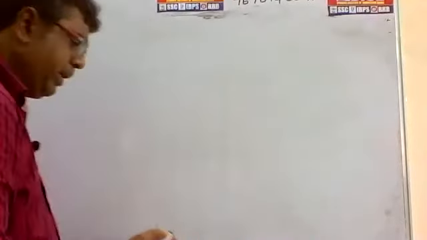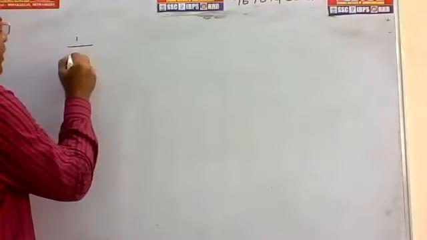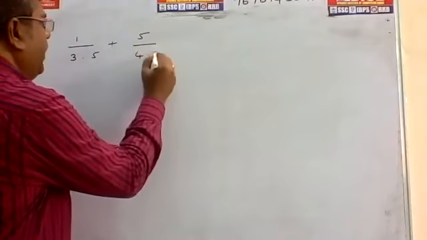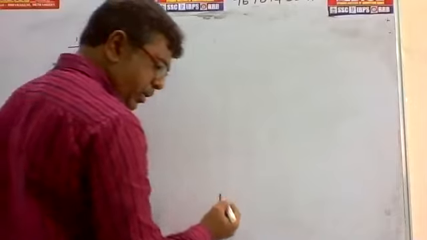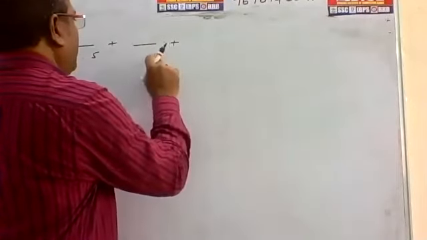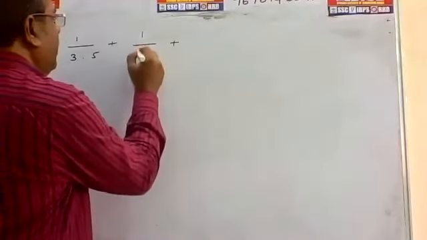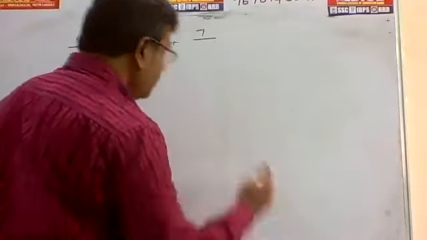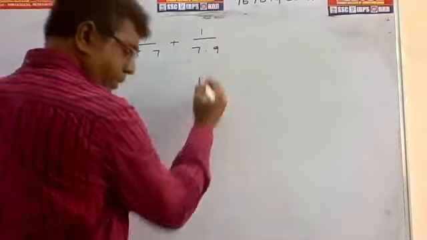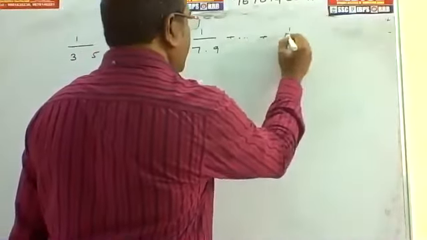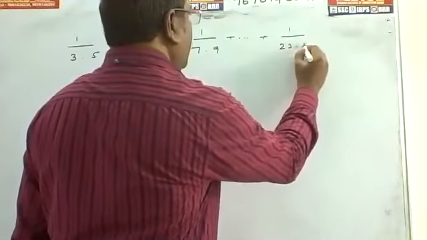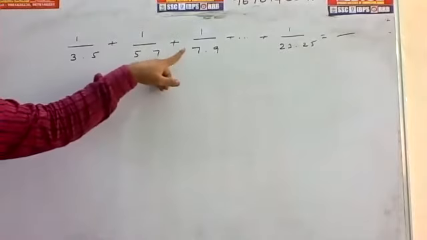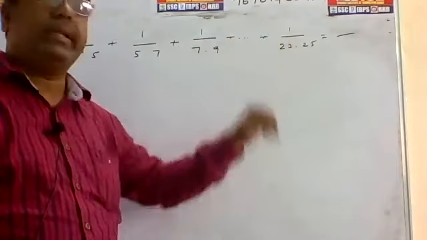Next one. 1 by 3 into 5 plus 1 by 5 into 7 plus 1 by 7 into 9 plus so on, the last one being 1 by 23 into 25, is equal to dash.